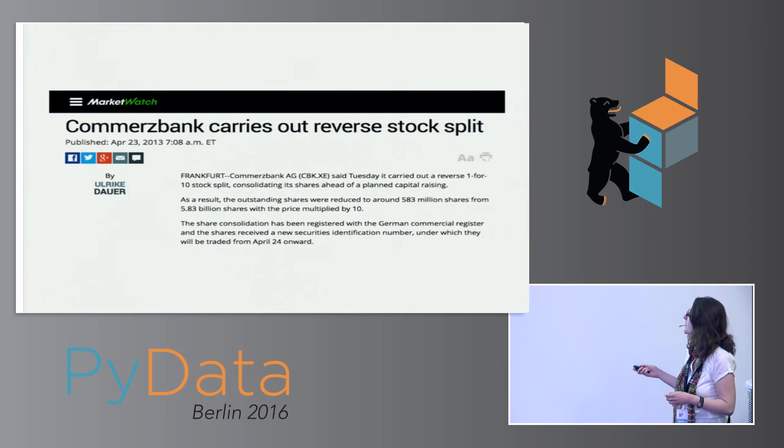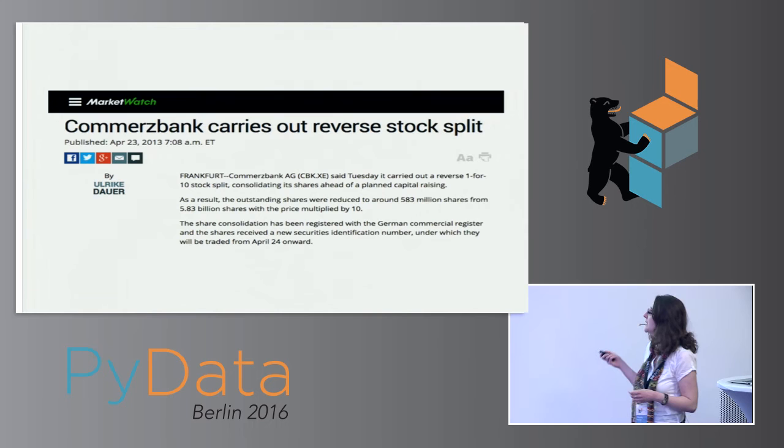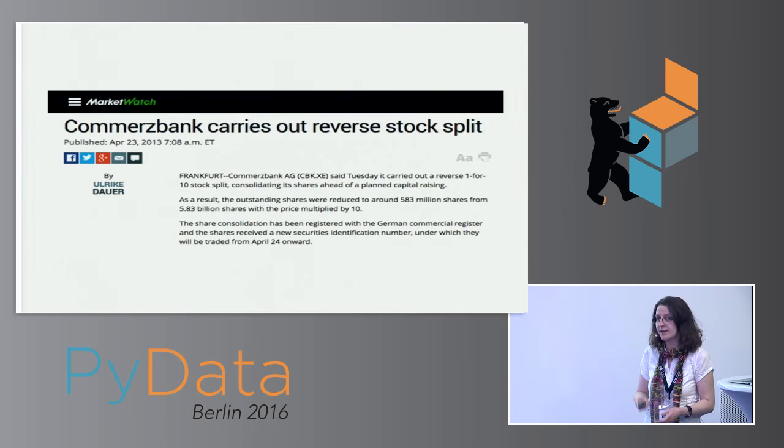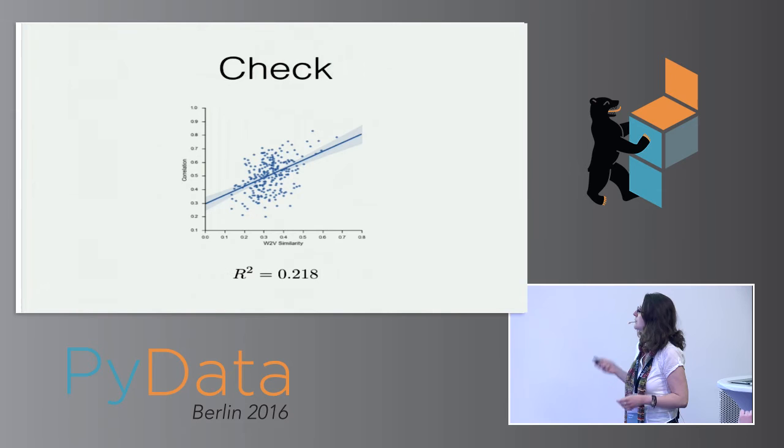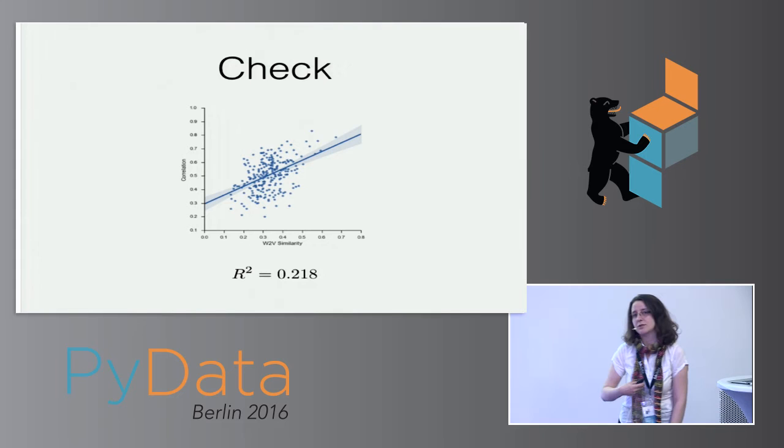So you see that, if you read here, as a result, the outstanding shares were reduced to around 500 million shares, from 5.8 billion, with the price multiplied by 10. So this greatly affected the pricing data. And just to double check, if we remove this Commerzbank outlier, we do get an R2 of 0.2, which is something that we want to get.